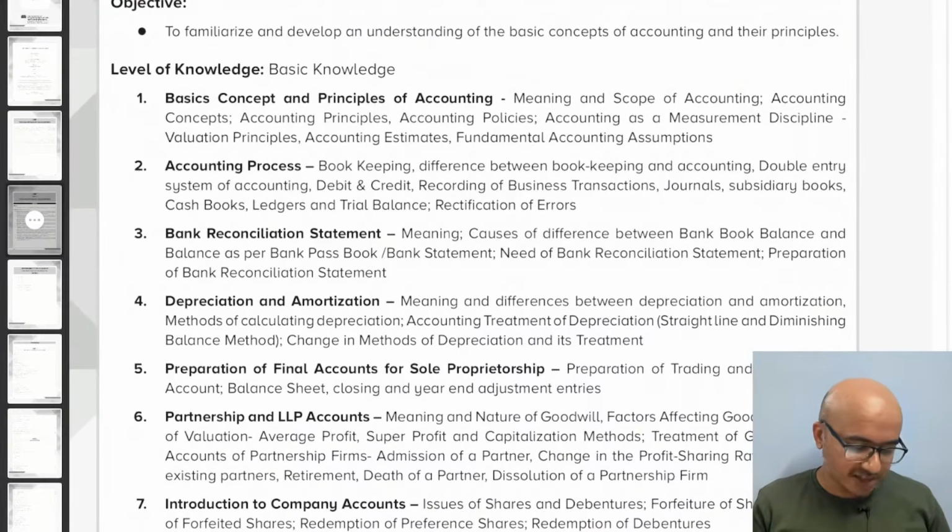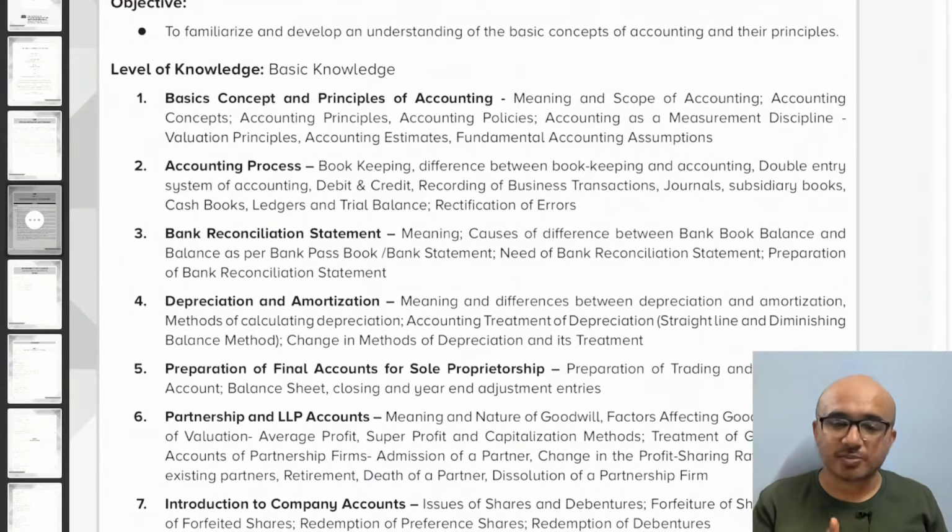Let us see. Basic concepts and principles of accounting, meaning and scope of accounting, accounting concepts, accounting principles, policies, etc. All these things are completely theoretical in nature. That is the first chapter. There is nothing practical happening there, because first we have to understand what is accounting.